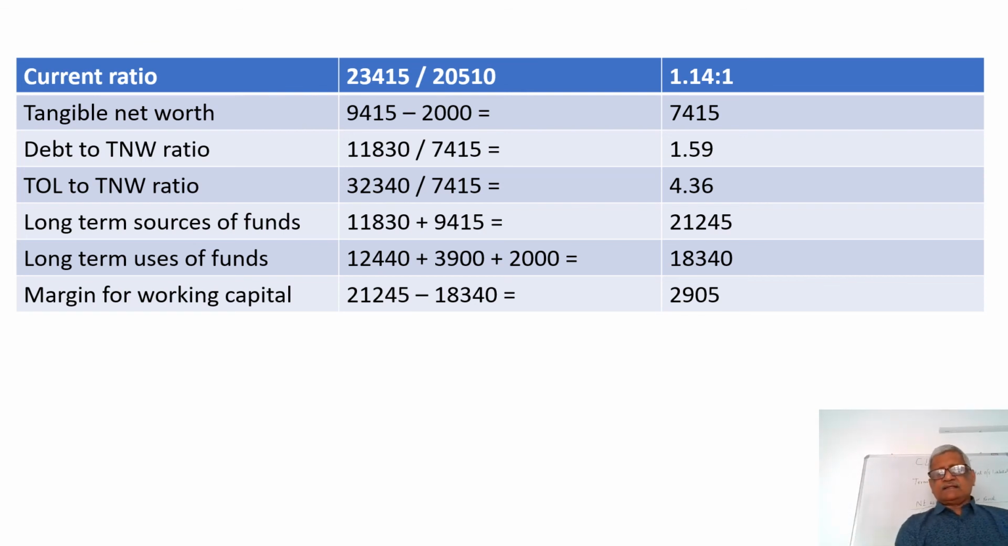Now we get the margin for working capital, that is, from the long-term sources we deduct the long-term uses and arrive at the margin. So there is a margin. Suppose it is otherwise, and the long-term uses are greater than the long-term sources, it means that the margin is not sufficient to meet the margin for working capital. I think you have understood what is meant by the balance sheet spread or the CMA form number 3. It's a very simple one to do.